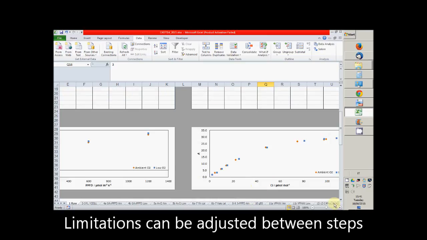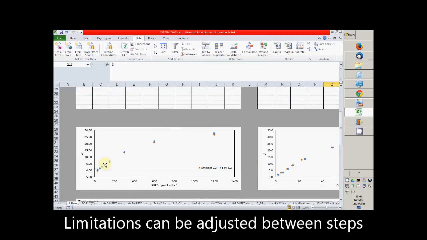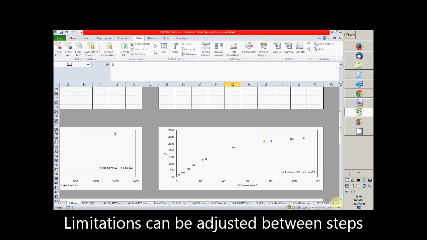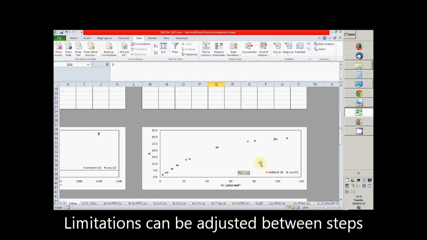The curves are automatically plotted below the table. In blue we have the low oxygen data points, and in brown the ambient oxygen data points. So these are the two light curves and these are the two ACI curves.